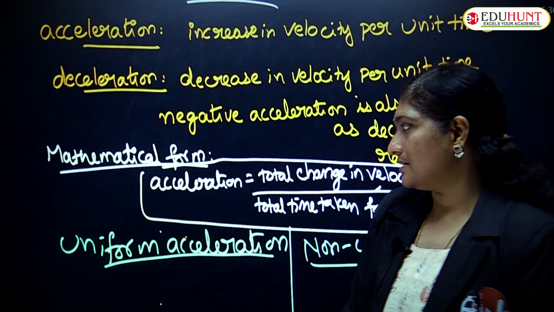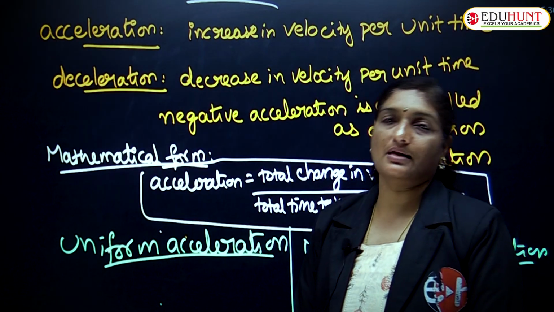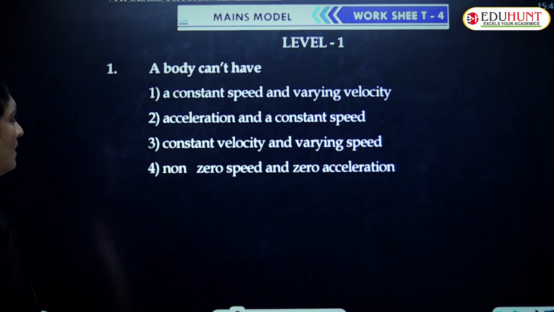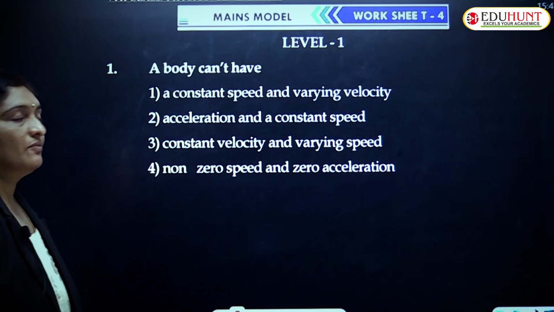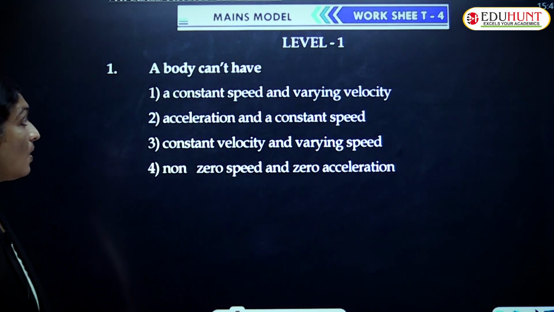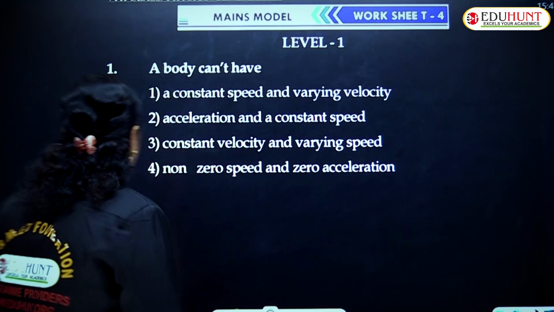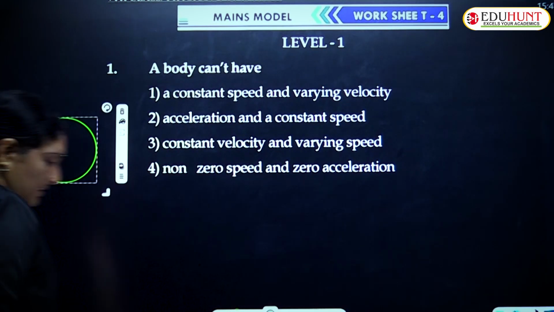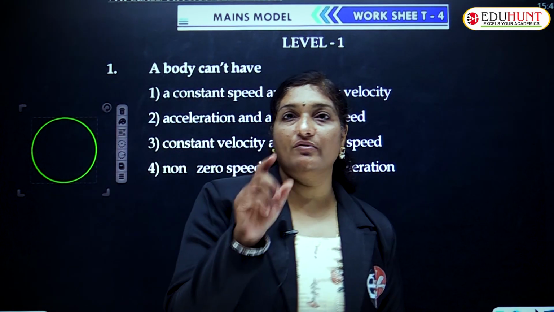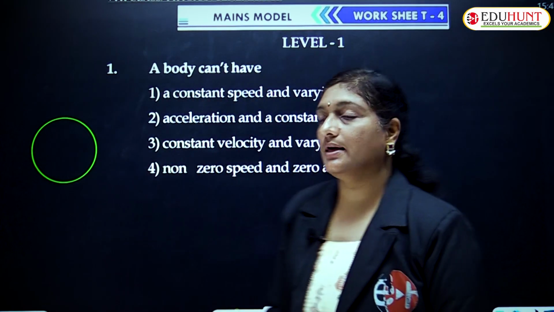So let us try to discuss in detail based on some numerical part. First question in worksheet number 4: a body can't have a constant speed and varying velocity. Let us discuss in detail. For this, let us consider a body moving in uniform circular motion.